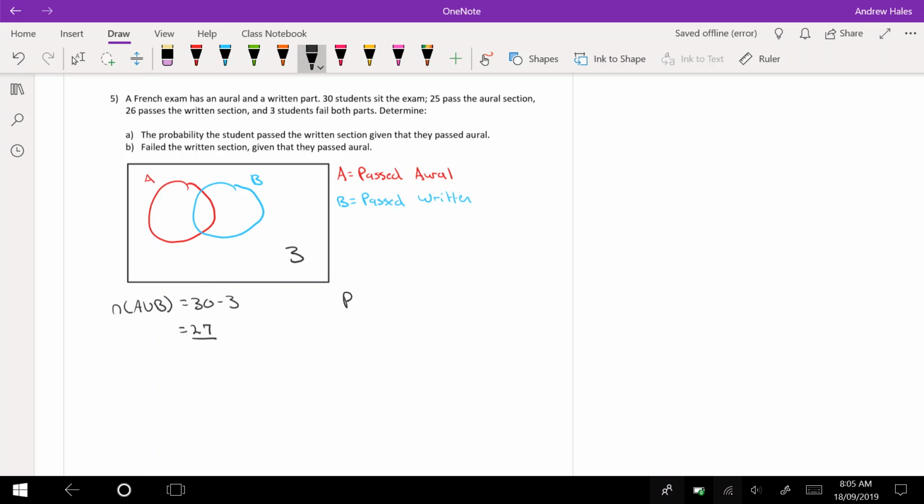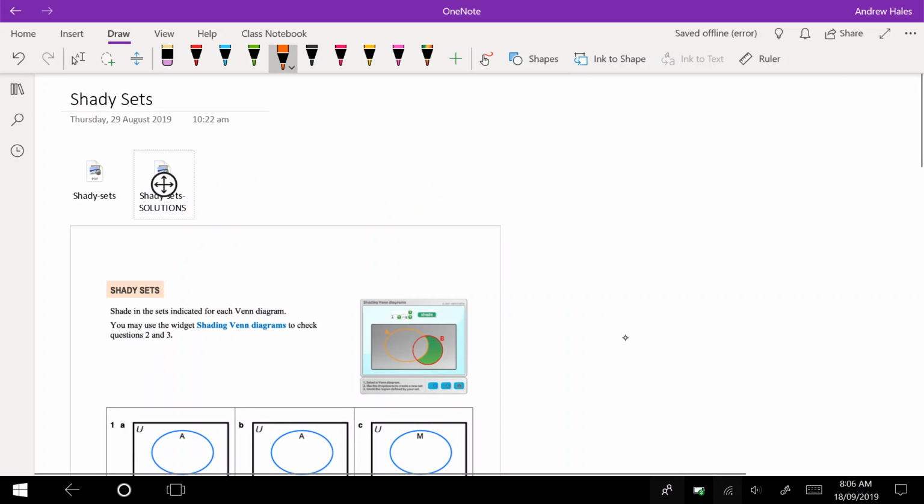So we have the probability of A union B is equal to the probability of A plus the probability of B, take away the intersection of both of my sets. Now, luckily for us, since they will all be out of the same outcome, I don't need to write that over 30. Let's just imagine I've multiplied everything by 30, gotten rid of that denominator. So the probability of A union B, well, that's 27. 27 is equal to 25 passed the oral.